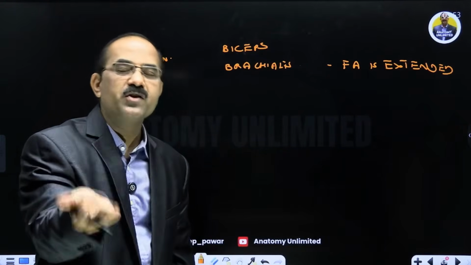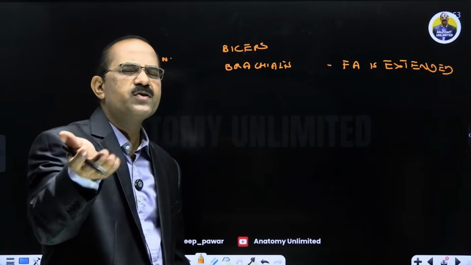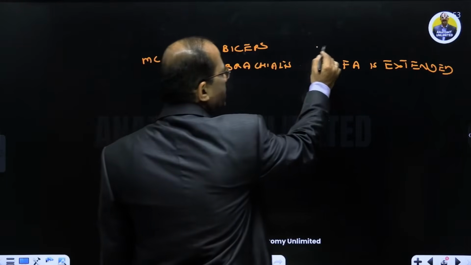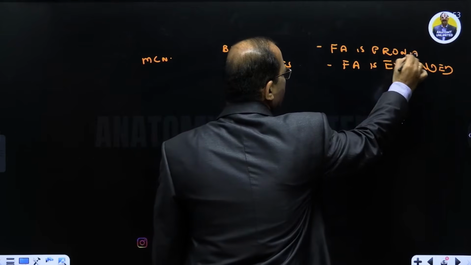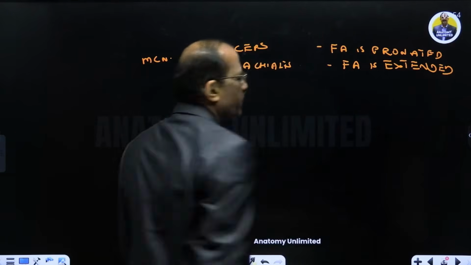What is the main action of biceps? Supination. Supination main action है. Supination is lost. So the forearm is pronated. See, ठीक है, forearm is pronated.